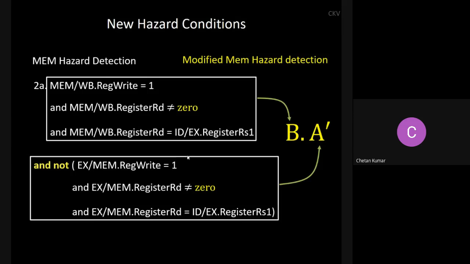Okay, so now what we have to do is include this and try to come up with the circuit. It's not just enough if we talk about the equations. We also have to talk about how the hardware might get modified, how the data path might get modified.